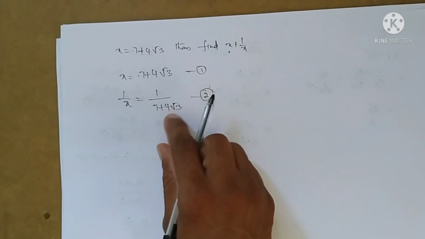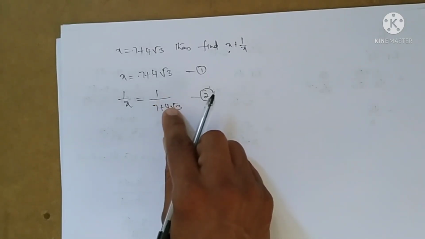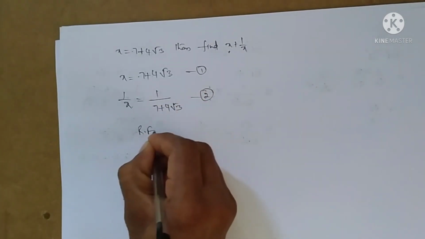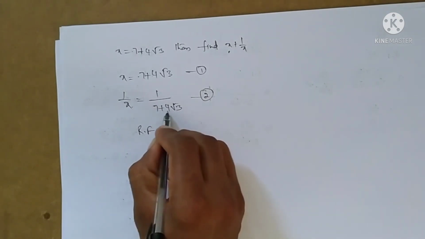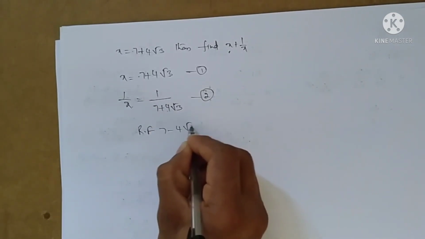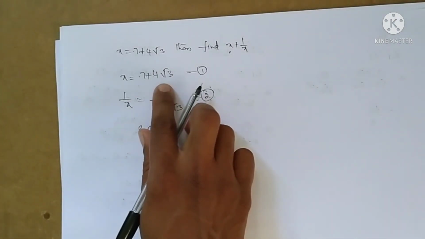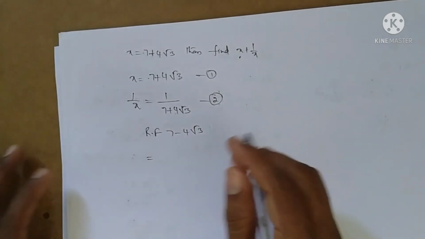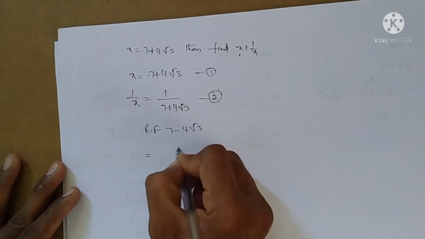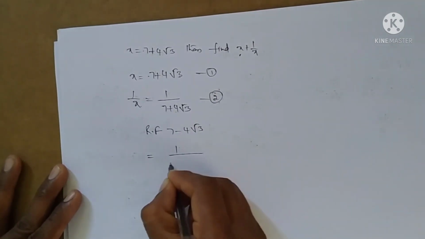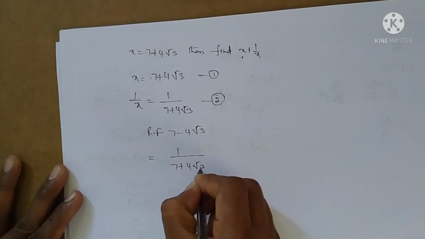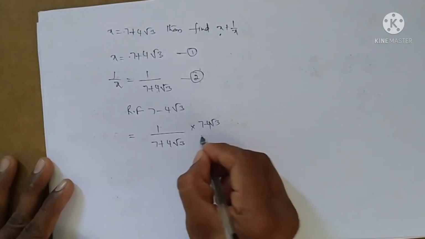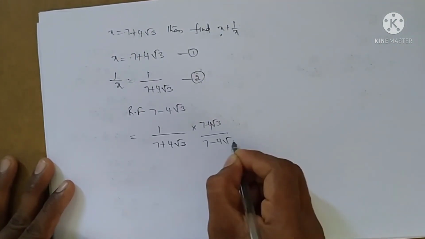So here the denominator is an irrational number, right? First we have to rationalize the denominator. So here the rationalizing factor is 7 minus 4 root 3. Multiply numerator and denominator with 7 minus 4 root 3. So that is equals to 1 by 7 plus 4 root 3 into 7 minus 4 root 3 by 7 minus 4 root 3.